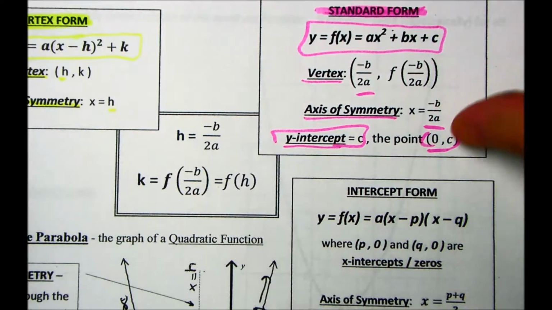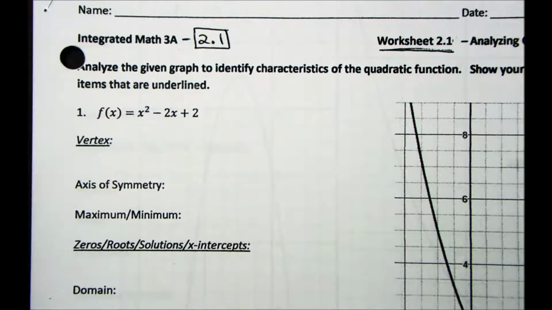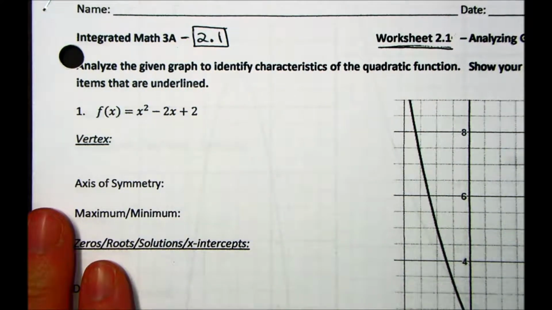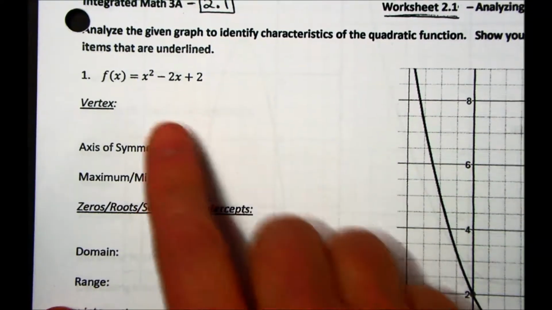All right, so we're going to talk about intercept form in a minute, but let's get to doing some of the work. Right now you're going to need to have this worksheet in front of you. It's 2.1. I've renamed it 2.1, Analyzing Graphs of Quadratic Functions. So this first equation here, I'm going to let you do problem number 1 on your own.